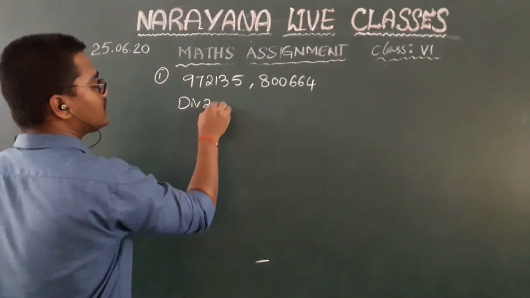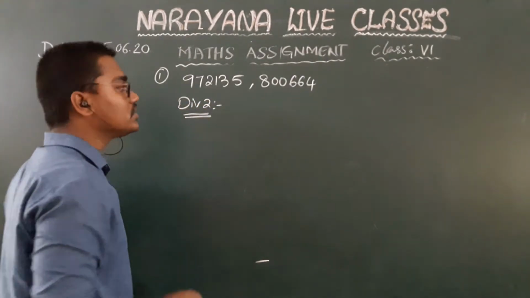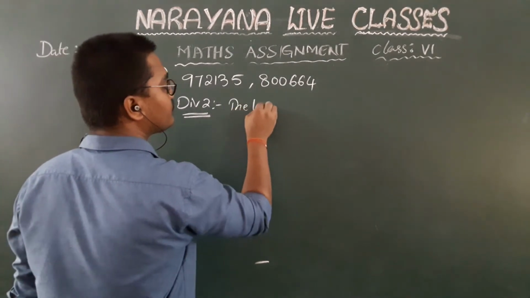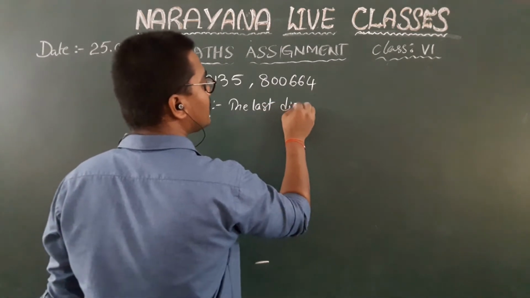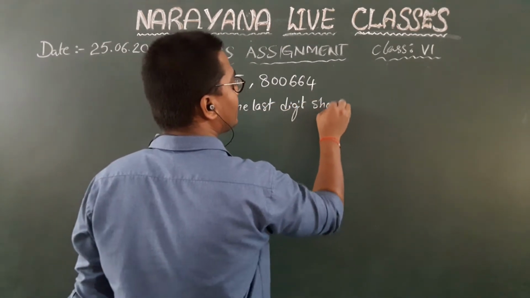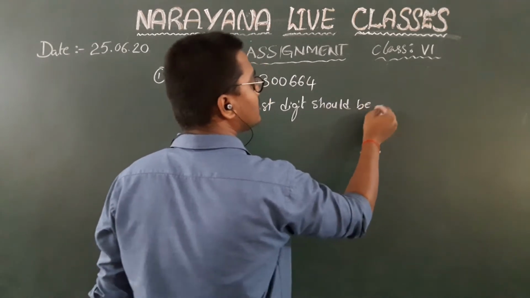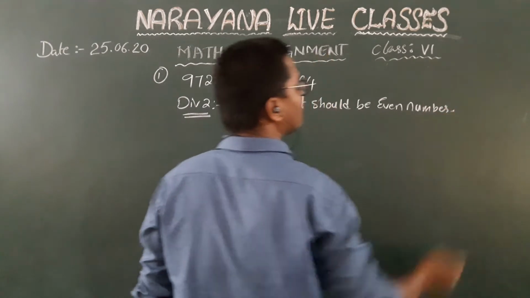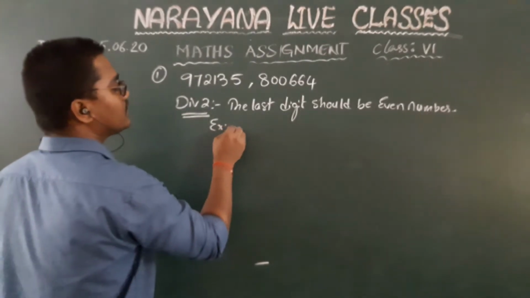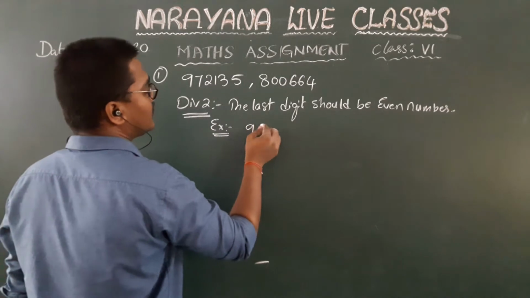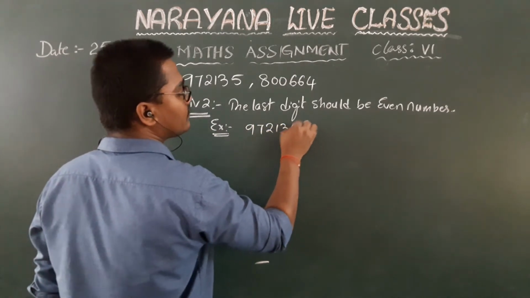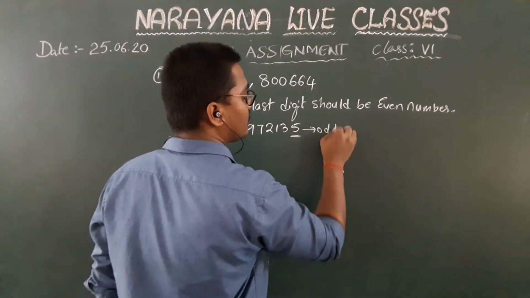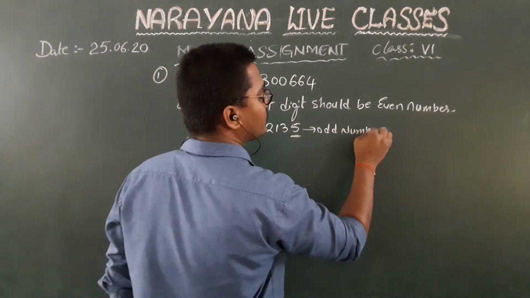First of all, what is the divisibility rule for 2, children? The divisibility rule for 2 is all about the last digit. The last digit should be an even number. When you take this example, 9,72,135, the last digit is an odd number. 5 is an odd number. So it is not an even number, right?